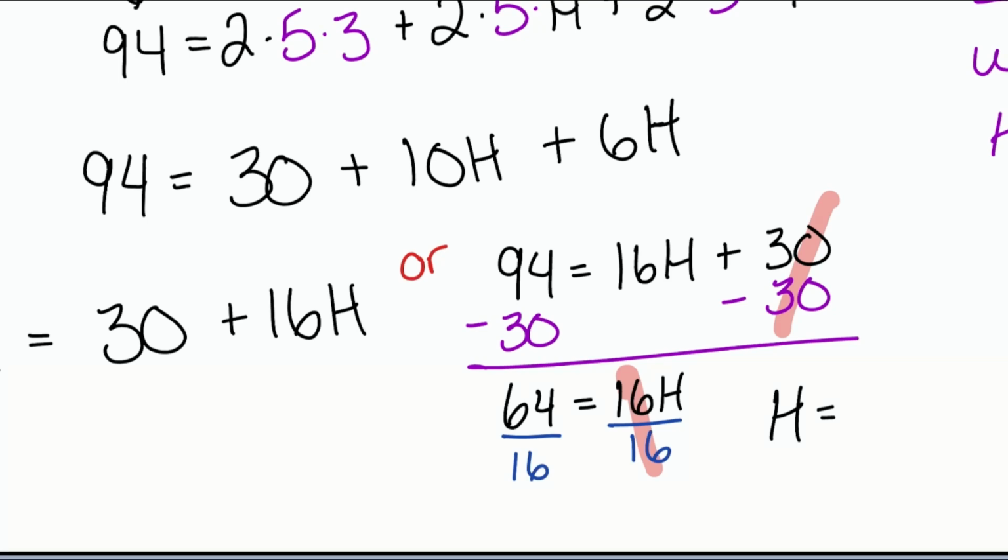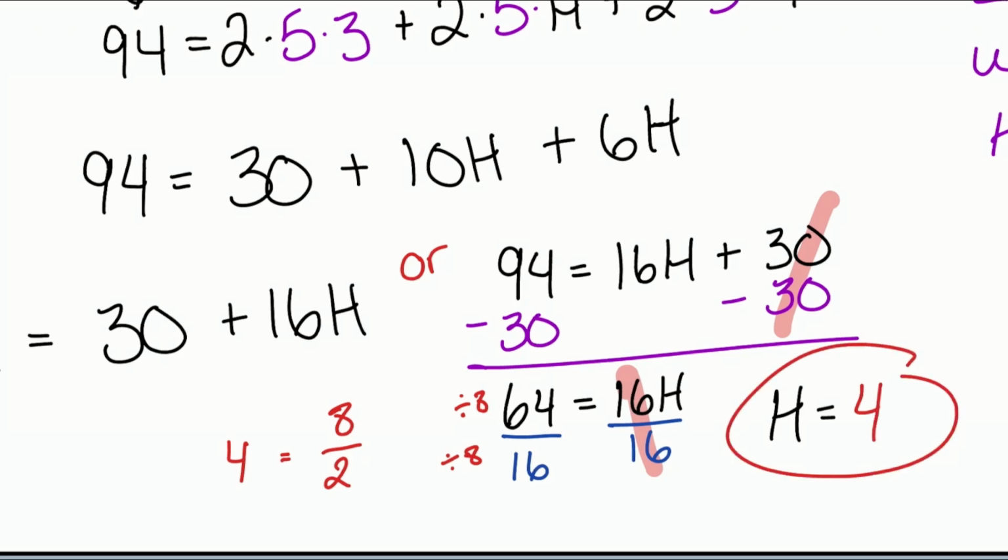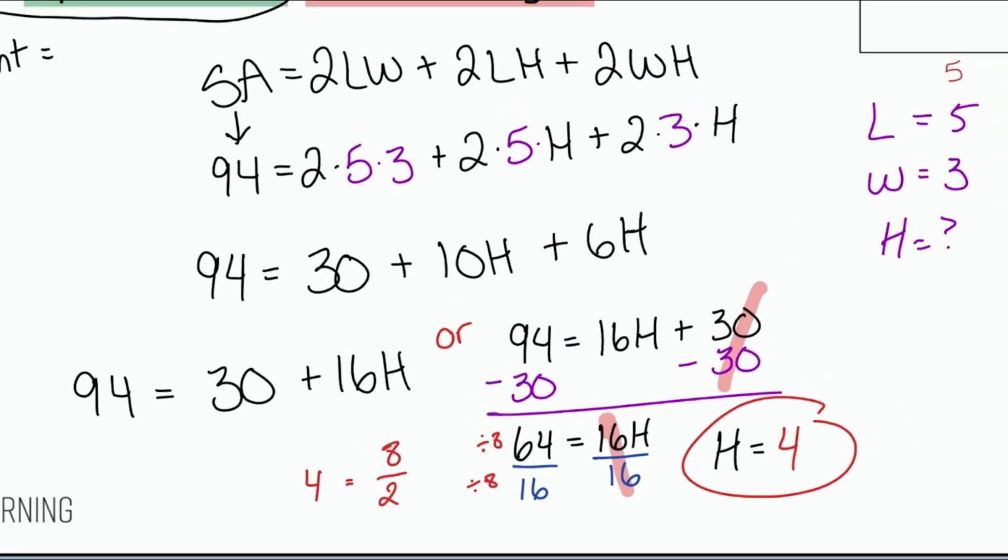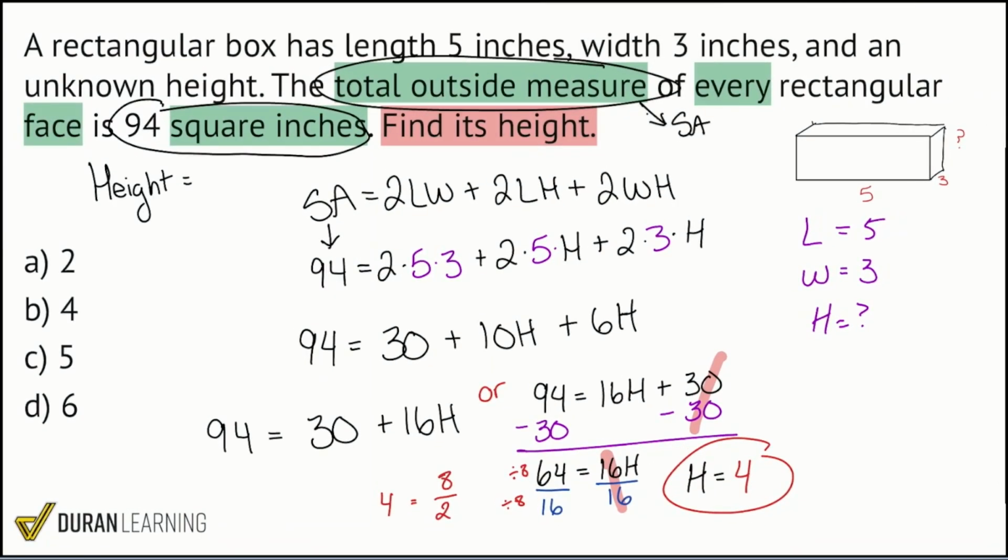If you want to make it simpler for yourself, you can divide by 4 or by 8 first, because 8 does go into both 64 and 16. So if you divide them both by 8, let me use a different color here. Let's use red. I can divide by 8, divide by 8, giving me 8 over 2. And then 8 over 2 is 4. So my height is 4. And there we go. Our final answer is B, 4.